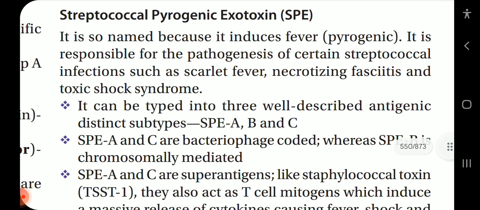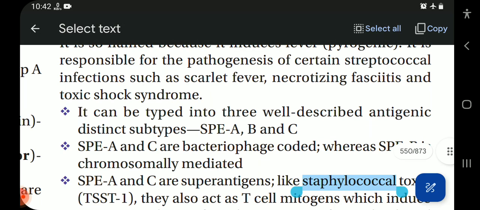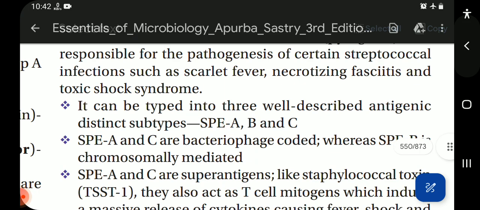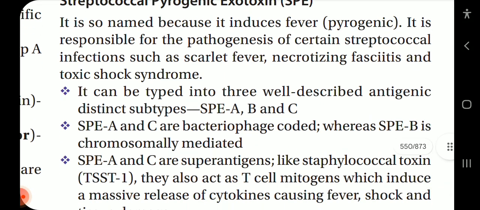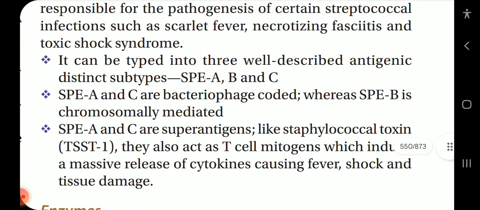Now coming on to streptococcal pyrogenic exotoxin, SPE. It is so named because it induces fever, pyrogenic. It has been responsible for pathogenesis of certain streptococcal infections such as scarlet fever, necrotizing fasciitis, and toxic shock syndrome.